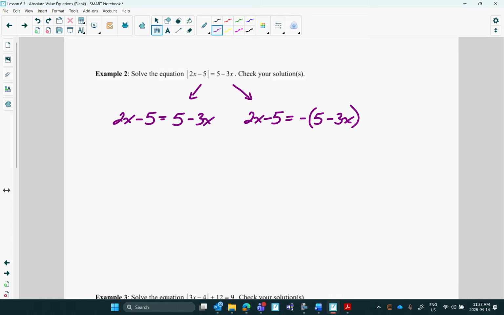And now we solve each one. So I can add 3x, and I get 5x minus 5 equals 10. Add 5 to both sides, I get 5x equals, minus 5 equals 5, jumped ahead of myself there. 5x equals 10, x equals 2. That's the potential answer.